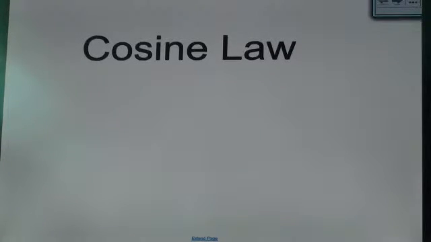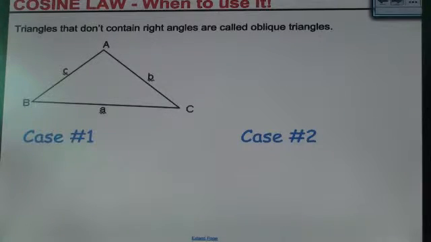Today we are talking about the cosine law. The cosine law and when to use it. Triangles that don't contain any right angles are called oblique triangles. Okay, this is a good example.